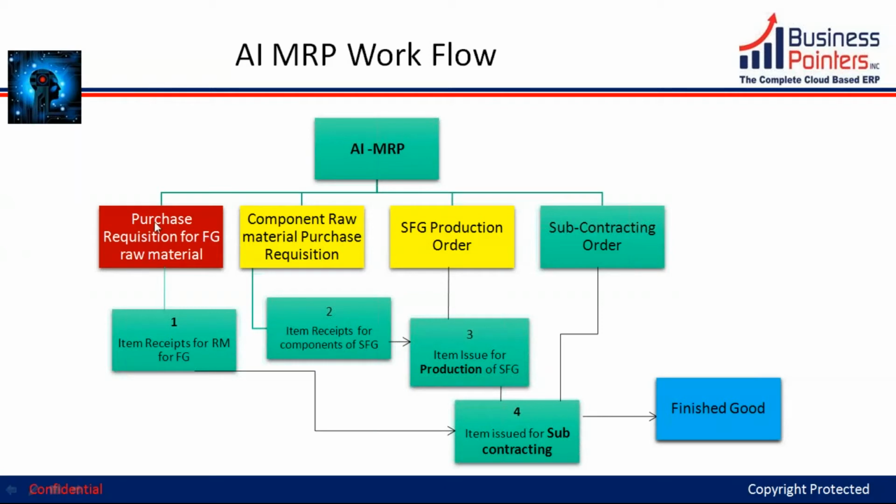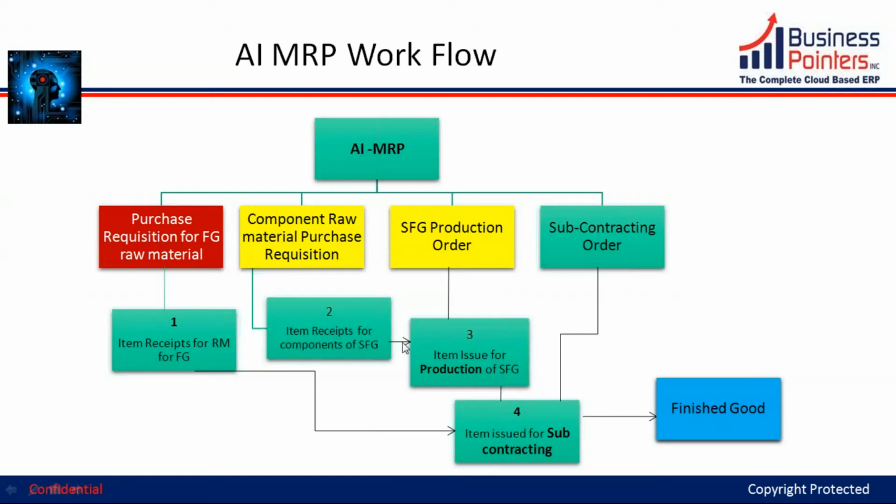Now, once the purchase requisitions are created, they will be created for the raw material which is required to make the finished product, and the raw material which is required to make the semi-finished product. It will create the semi-finished good production order and the finished good subcontracting order after the production is done, for the final assembling. Now, after the requisitions and the orders are created, we will do an item receipt for raw materials for the finished product, plus the item receipt for the components of the semi-finished product.